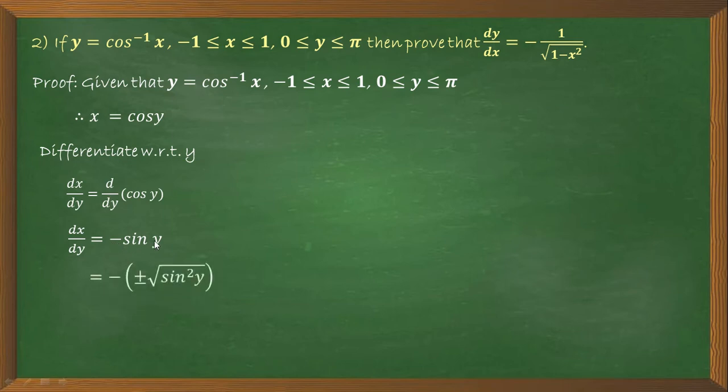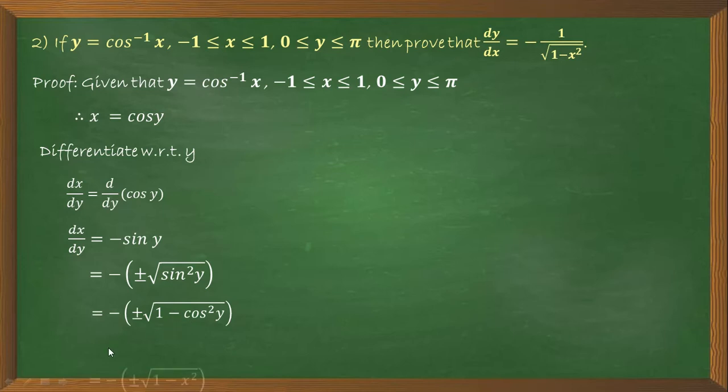Now by similar adjustment, the original derivative is minus sin y, but we will convert it like this. Keep this minus sign as it is, and in bracket we will write plus or minus under root sin square y. This is just an adjustment. Now by the fundamental identity, this can be written as minus of, in bracket, plus or minus root of 1 minus cos square y, and hence we get minus, in bracket, plus or minus root of 1 minus x square.